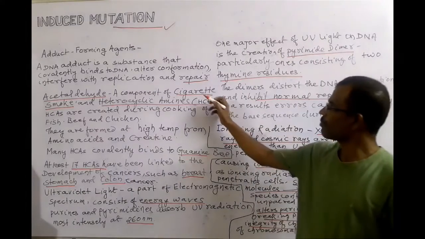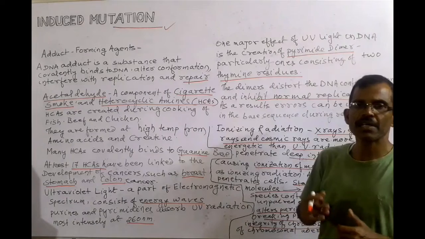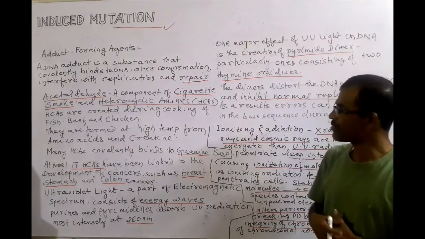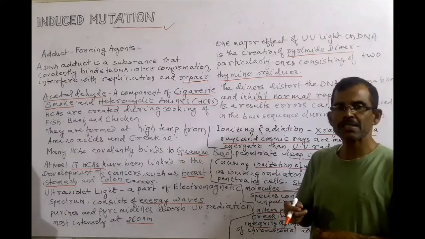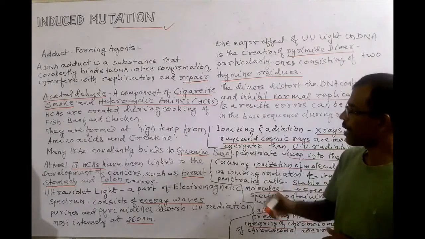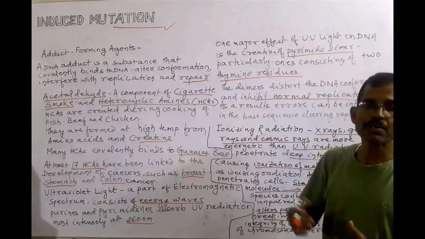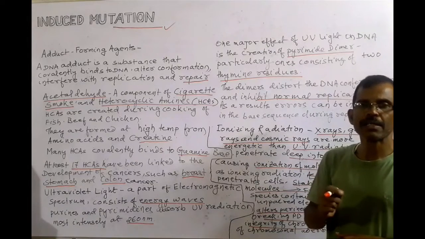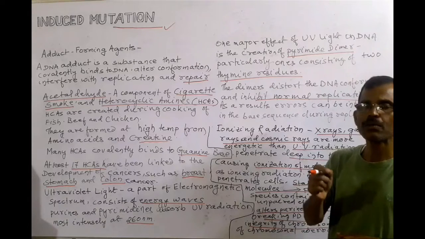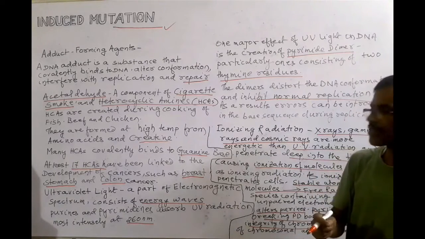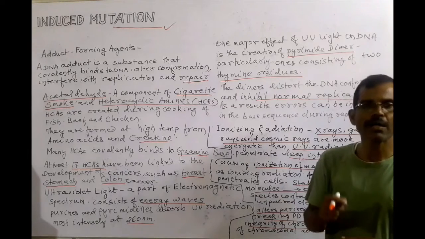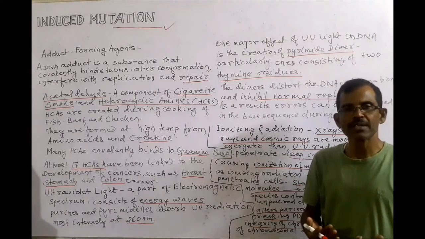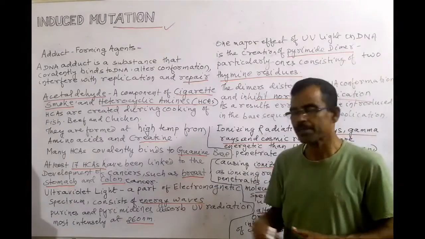Acetaldehyde is a component of cigarette smoke, and various heterocyclic amines are produced during cooking of fish, beef and chicken. These heterocyclic amines are formed at high temperature from amino acid and creatine. Many heterocyclic amines bind covalently with guanine. At least 17 heterocyclic amines have been linked with the development of various cancers like breast cancer, stomach cancer and colon cancer. In addition to adduct forming agents, mutation can also be induced by UV light.